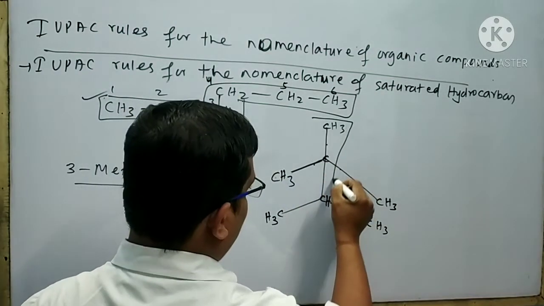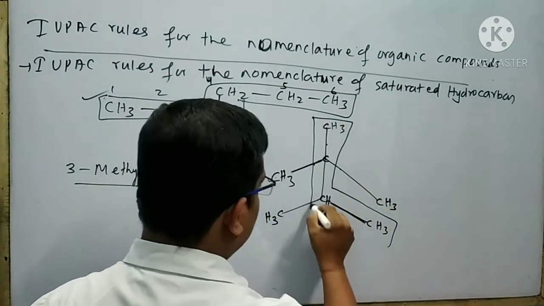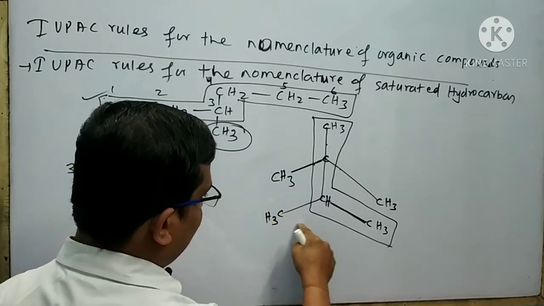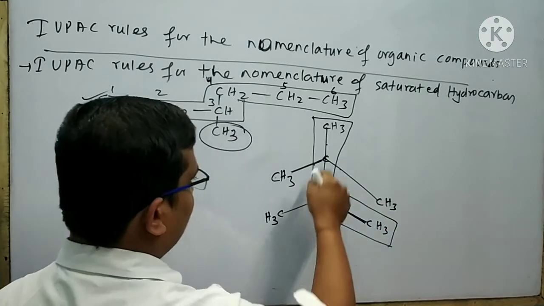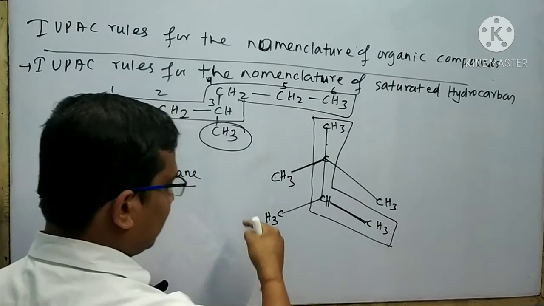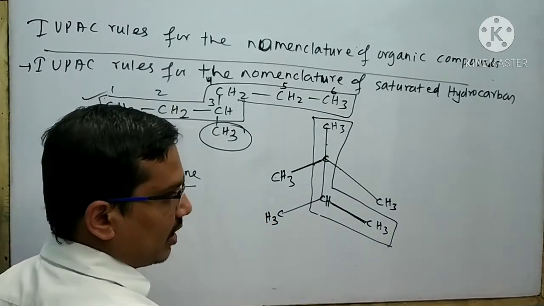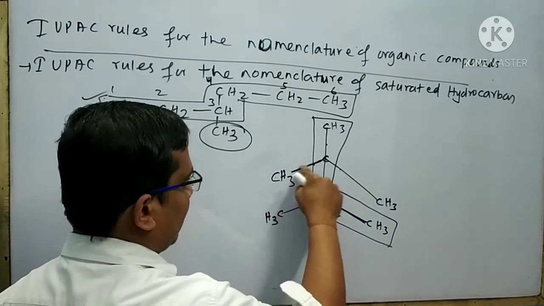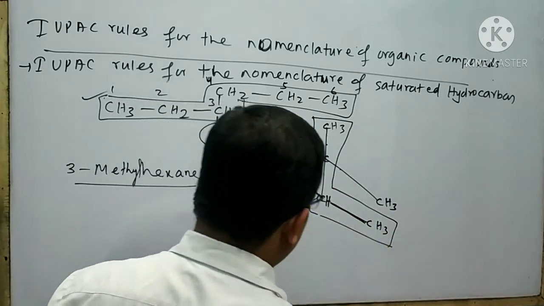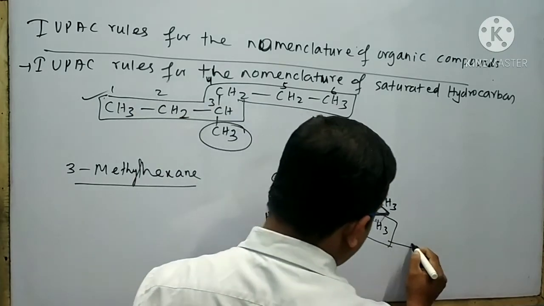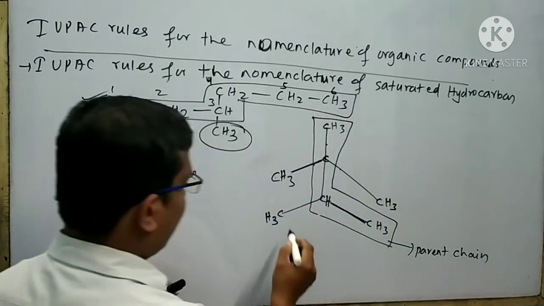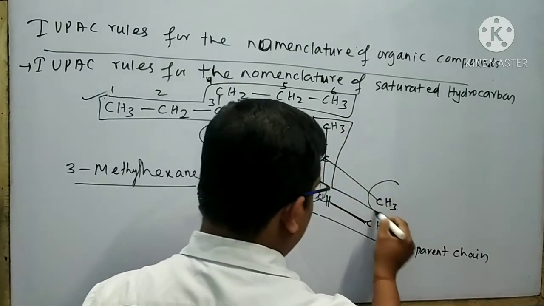This is your longest continuous carbon chain. You can also take the longest continuous carbon chain like this, or like this. If I take this as the longest continuous carbon chain, then it is said to be the parent chain and these are the side chains.